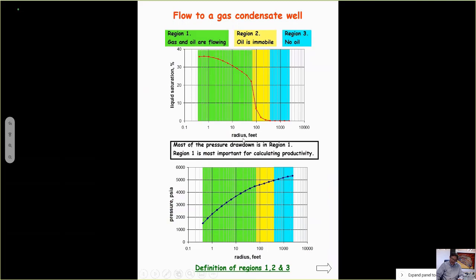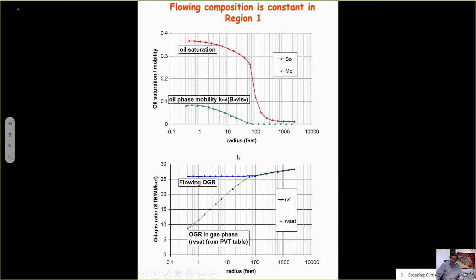This we've seen before. And this we haven't seen, in the sense we've seen the oil saturation from a model. This is actually the oil phase mobility corresponding to the oil saturation. You can see how that basically drops to 0 and more or less defines the region 1, region 2 boundary.